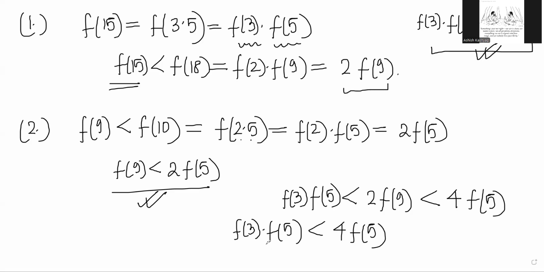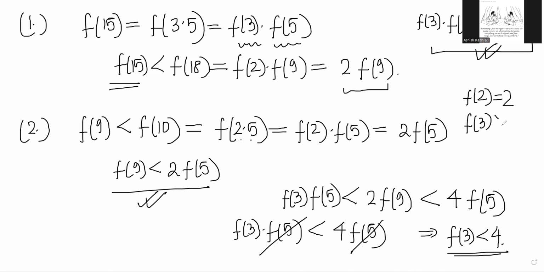Since we are on the set of natural numbers, f of 5 is positive, we can cancel it off. And we are getting f of 3 is less than 4. Now we already know that f of 2 is equal to 2, and we know that f of 3 is greater than f of 2 because of increasing function. And now we have gotten f of 3 is less than 4. Therefore, f of 3 must be equal to 3.